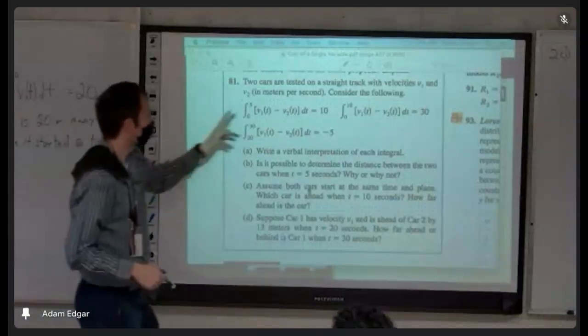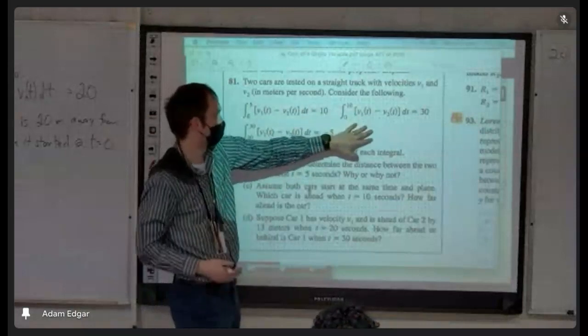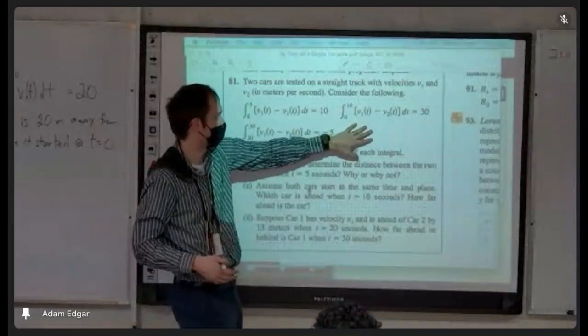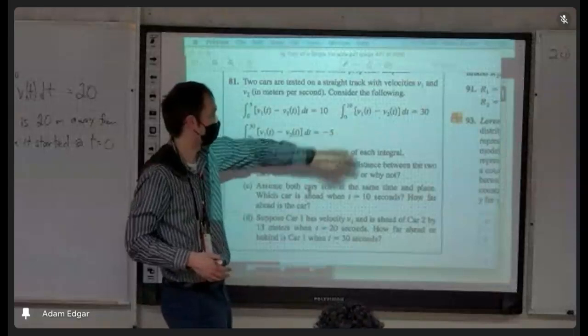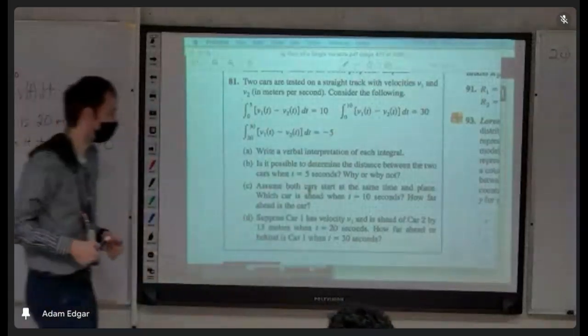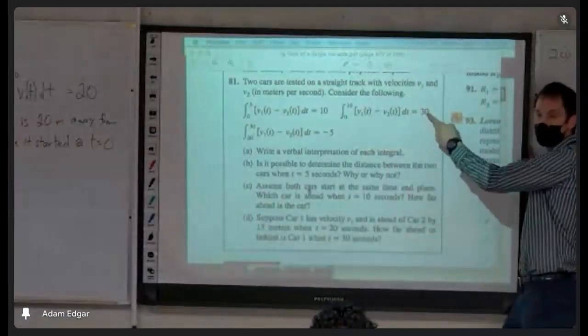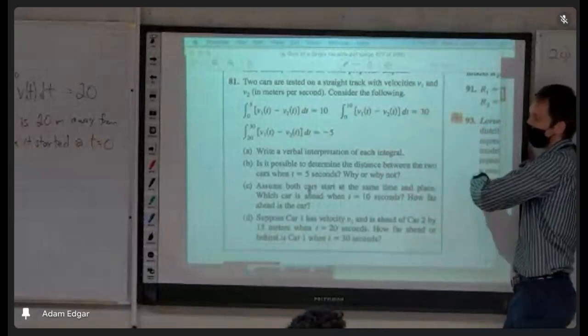And here, from 0 to 10, same idea. What would we say here? The distance between car 1 and car 2 over 10 seconds. Very good. So car 1 is 30 more meters away from where it started than car 2.